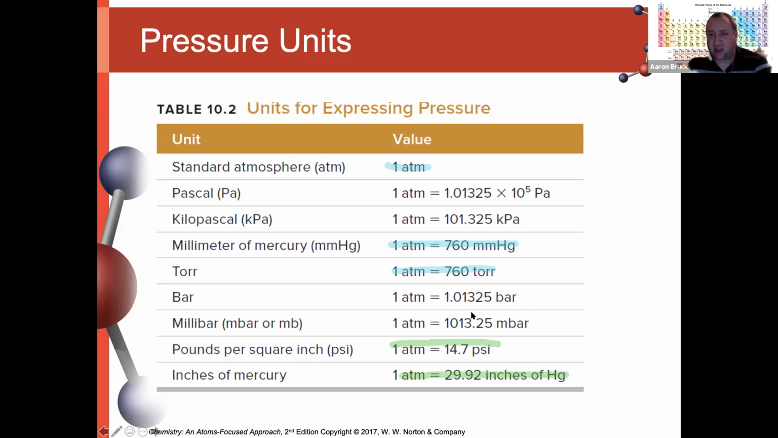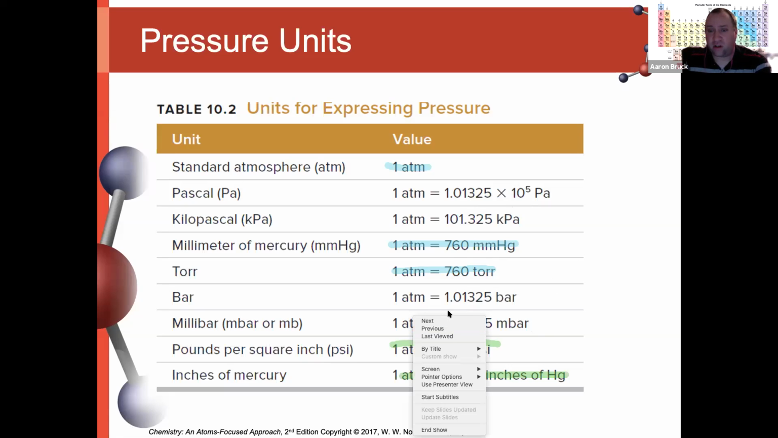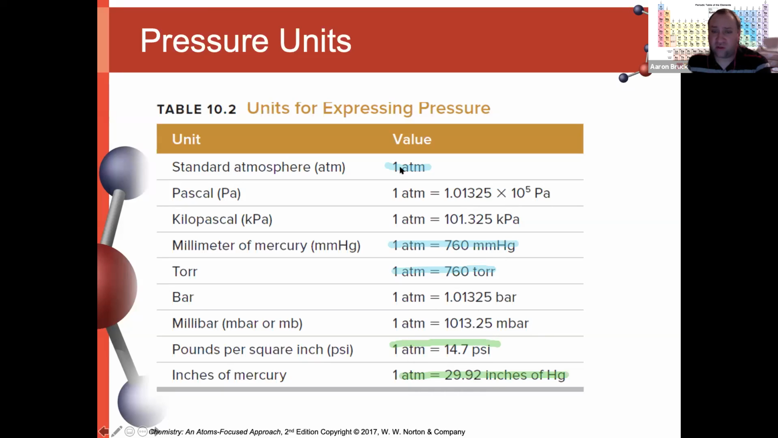You can see that bars and pascals are essentially the same in terms of number, but the magnitude has been flipped. But we are starting to see bars being used far more often. But for us, we're going to mostly stick with atmospheres, millimeters, and torr. Those are going to be the primary pressure units that we use.